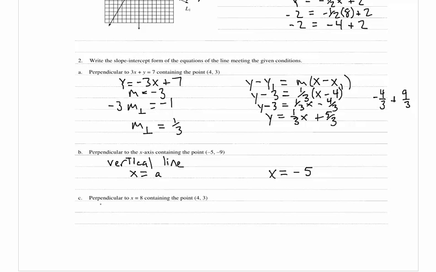And in C, we want to be perpendicular to x is equal to 8, containing the point (4, 3). And x is equal to 8 is a vertical line. If we want to be perpendicular to the vertical line, we have a horizontal line. And the equation of a horizontal line is y is equal to b, and b is equal to 3. So we have y is equal to 3.